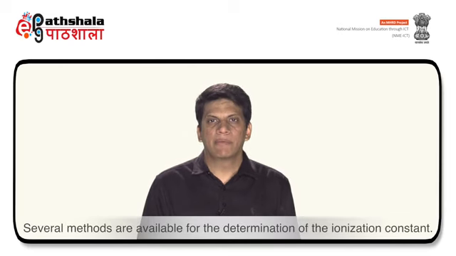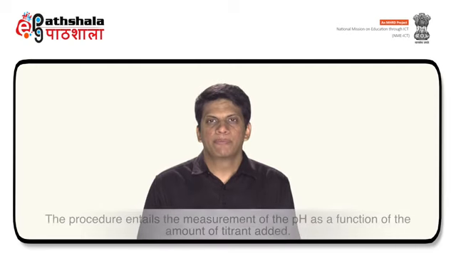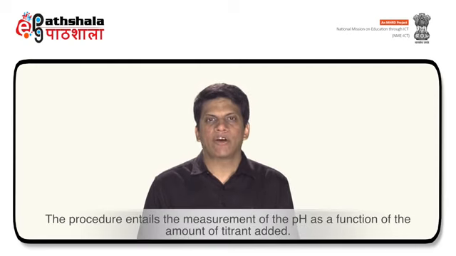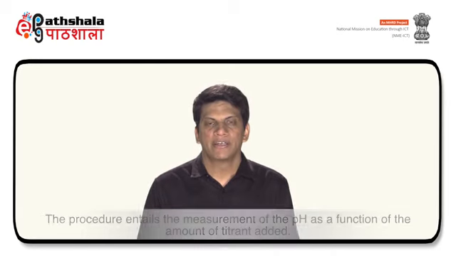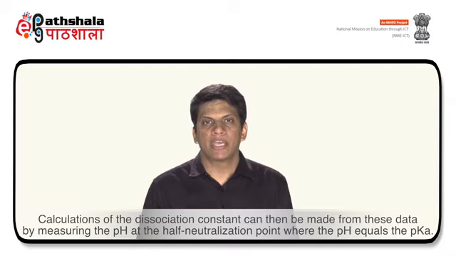Several methods are available for the determination of the ionization constant. For compounds with a reasonable solubility, acid-base potentiometric titrations can be performed. The procedure entails the measurement of the pH as a function of the amount of titrant added. Calculations of the dissociation constant can then be made from these data by measuring the pH at the half neutralization point where pH equals the pKa.